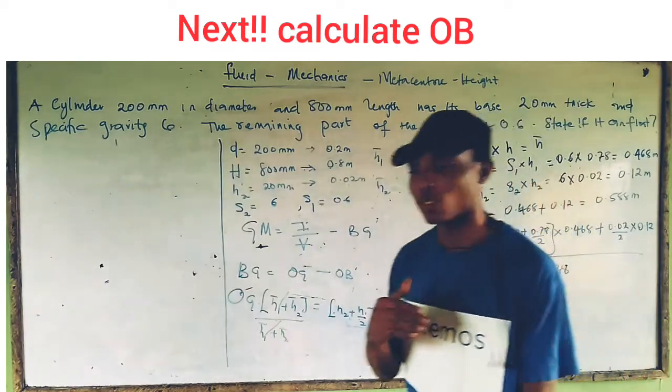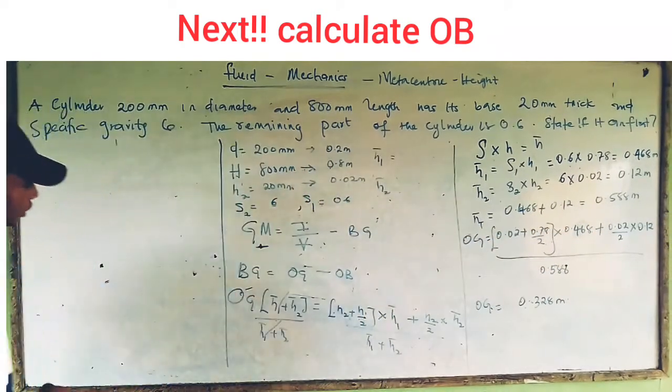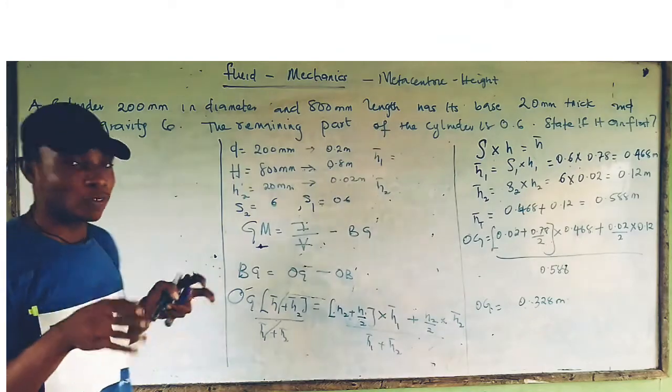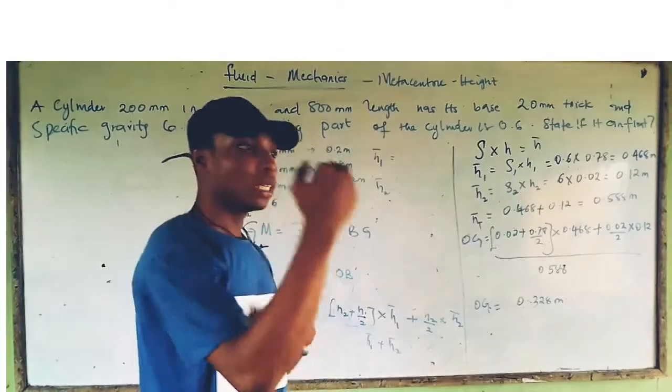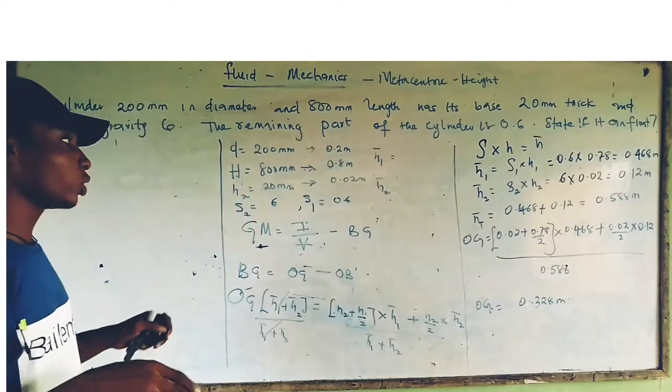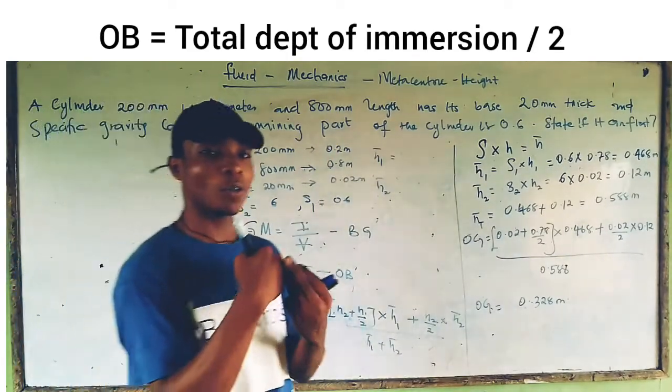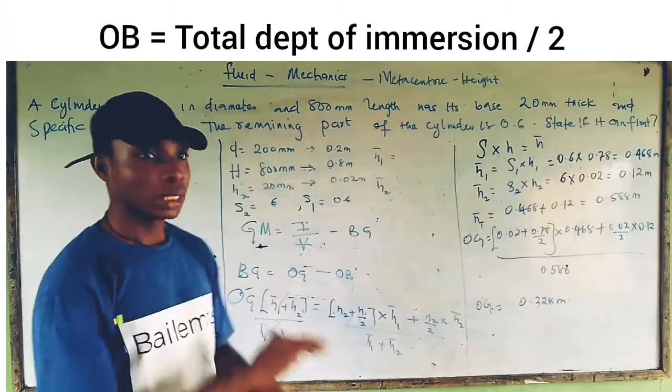And OB is the distance from the base of the cylinder to the center of buoyancy. So to get the distance from the base of the cylinder to the center of buoyancy, we are just dividing the distance by 2. What I am trying to say is that we are dividing the depth of immersion of the body in the fluid by 2.